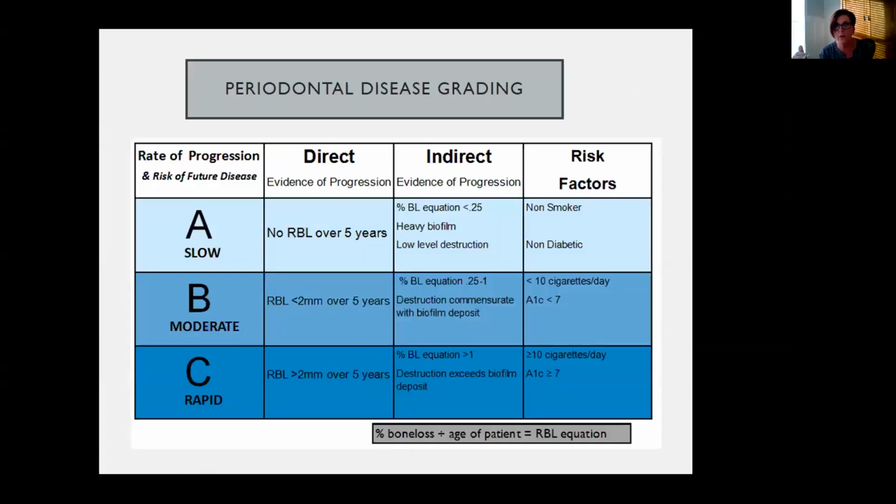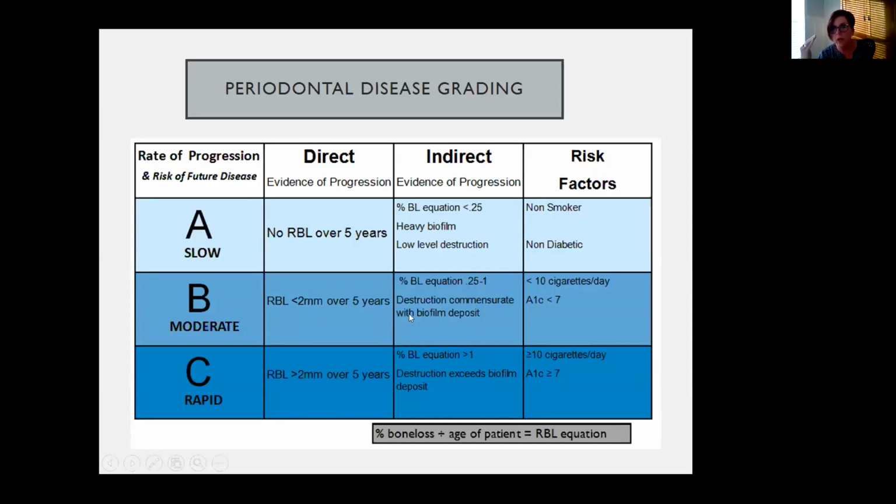Okay, so here's our table for the grading. A being the slowest, C being the most rapid, most severe, right? So you know how I mentioned the direct. So we have no radiographic bone level loss over 5 years would be an A, less than 2 millimeters would be a B, and over 2 millimeters would be a C. Now, if we do the indirect way, we had our x-ray, it showed us 33%. The patient, we're going to say, is 62 years old. So we're going to take 33, divide it by 62, and it comes to 0.53. So we would put it in here because it's between 0.25 and 1. So it would be a B.